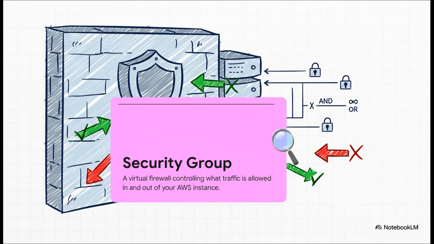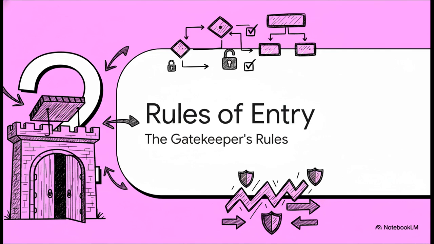So what is this thing, really? At its core, a security group is a virtual firewall. It's not some piece of hardware you can touch, it's just a set of rules that you attach to your instance. And the key thing to know is that it's stateful. All that means is if you allow a request to come in, the firewall is smart enough to automatically allow the response to go back out. You don't have to write a second rule for it. It just works. Okay, so how does this gatekeeper actually make its decisions? Well, it all comes down to a really simple but incredibly powerful set of rules. Let's take a look at how those actually work.